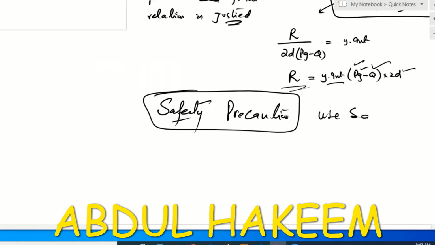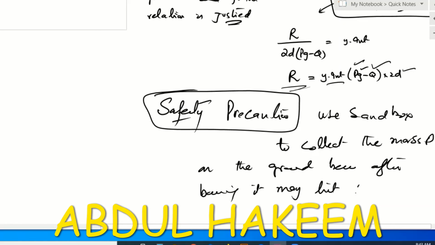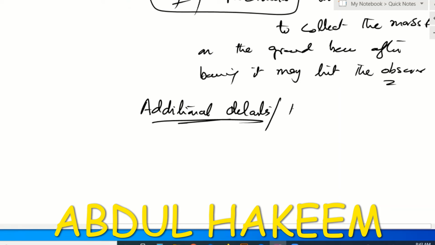Use sandbox to collect mass P on the ground because after bouncing, it may hit the observer, which can cause any injury. So you have to write any possible safety of the observer. And the last one is either write the additional detail or write good design feature or improvements.